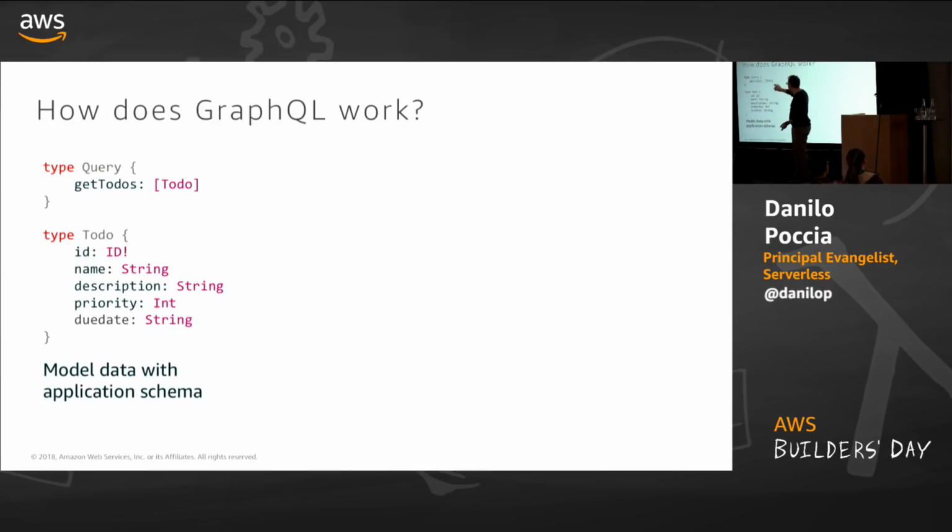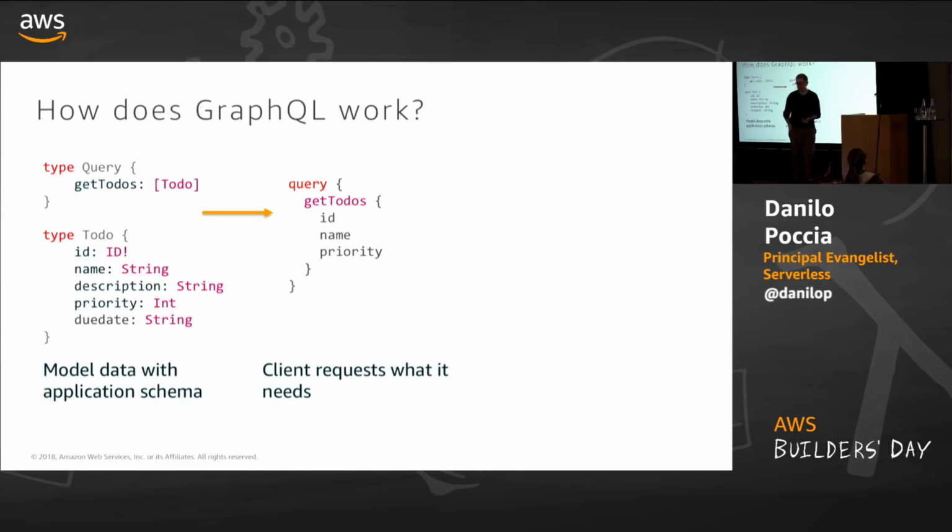So now we have a schema that says what kind of data I want to process and how I want to get the information on the data. Now the client can run the query. The client can say, I want to run a query. I want to run the get to-dos query.